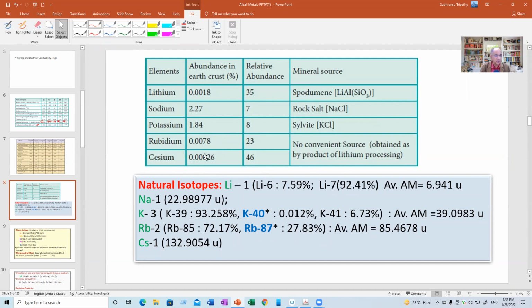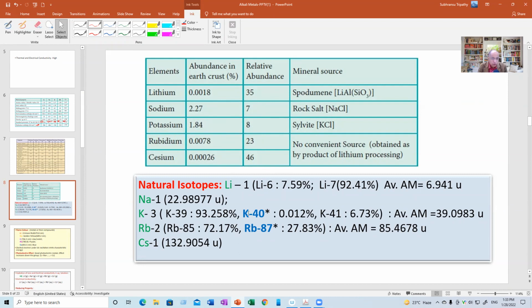And their abundance in the earth crust is very, very less. Out of these, sodium and potassium are more abundant. Then it comes to rubidium, then lithium, and then the least available in the earth crust is cesium. And this is their order in the earth crust. The 7th most abundant element, this is the 8th, this 23rd, 35th, 46th most abundant element in the earth crust.